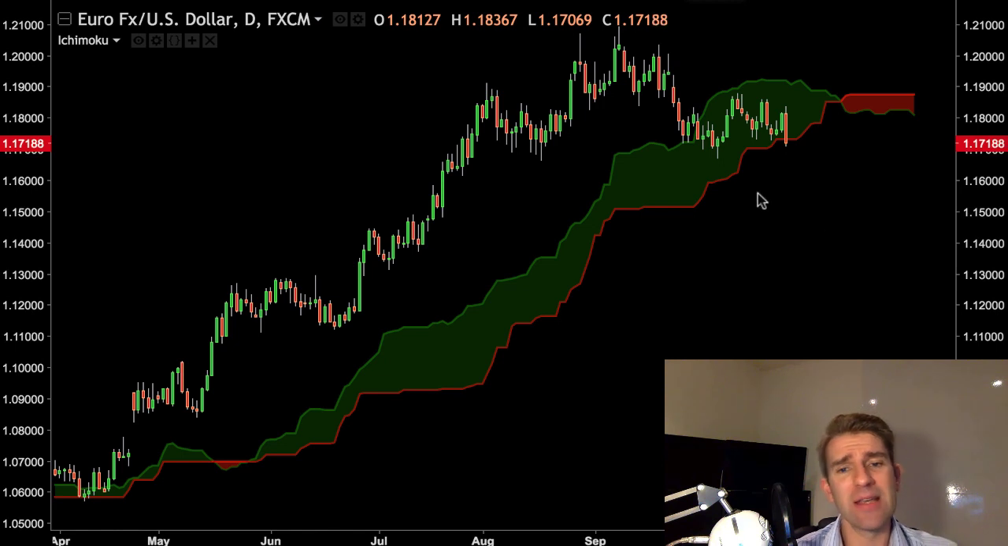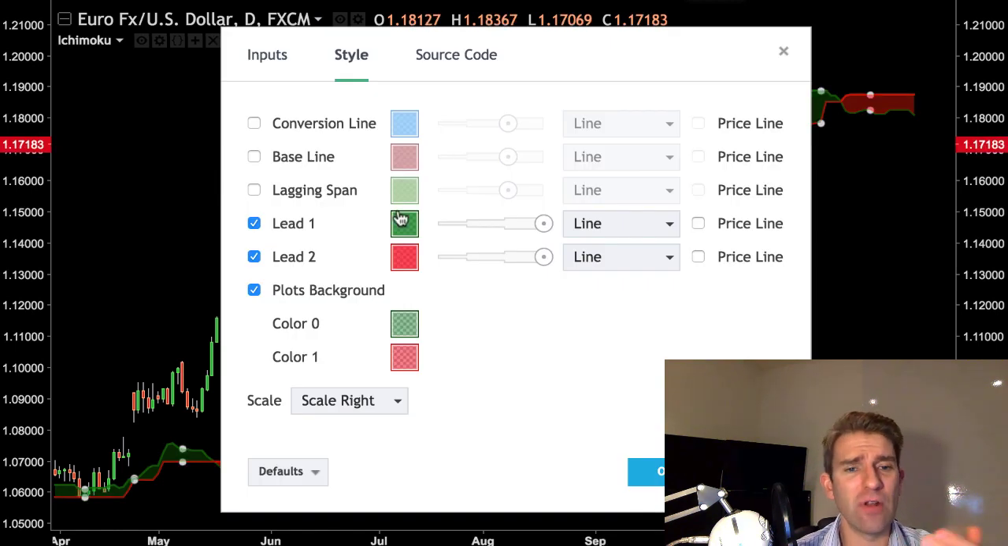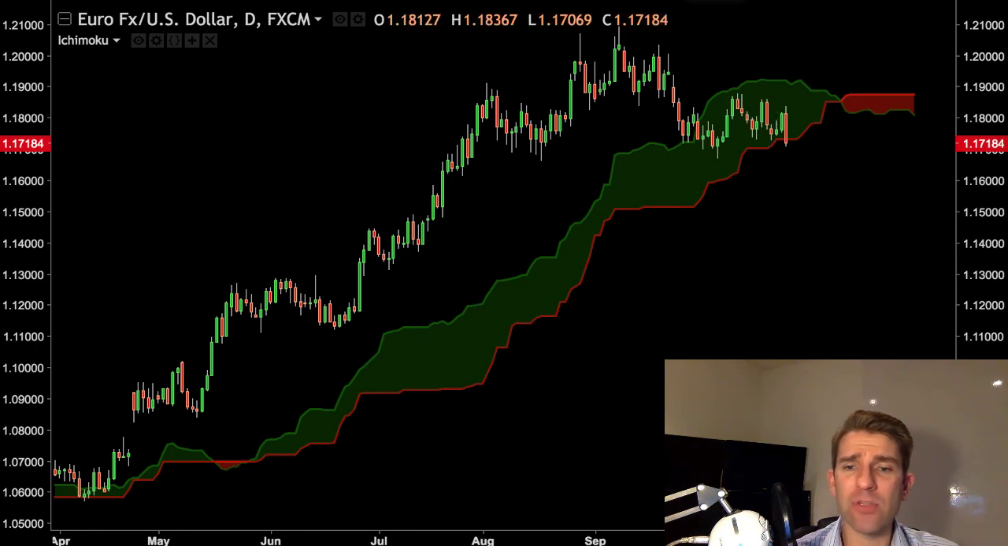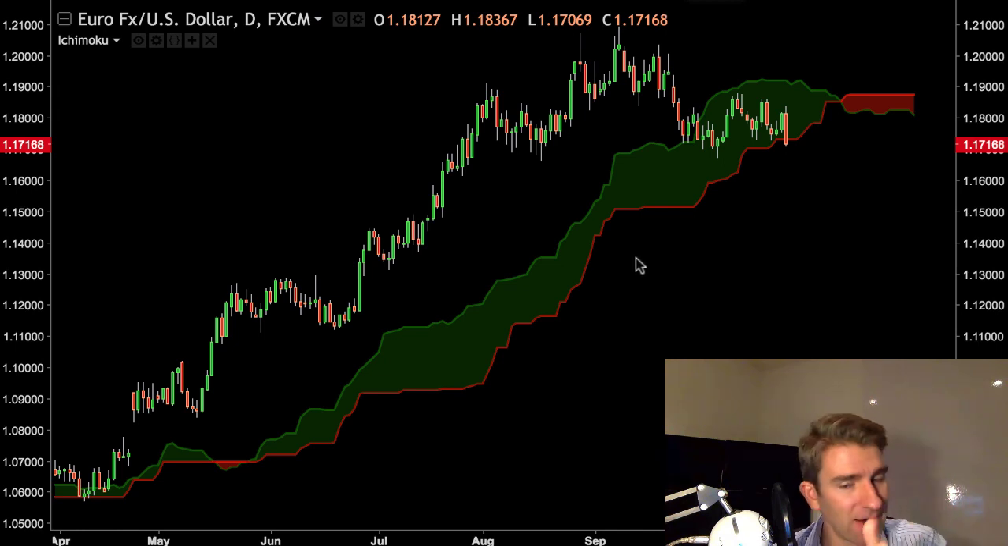line, and the leading edge, if you like, the lead one or lead A, is calculated really as the midpoint between those two, that conversion line and that baseline. It's the midpoint between those two moving averages, and then it's just pushed forward by 26 periods. Okay, so 26 days forward, that's why it's ahead of the price.